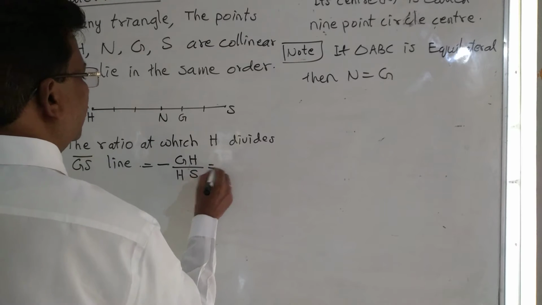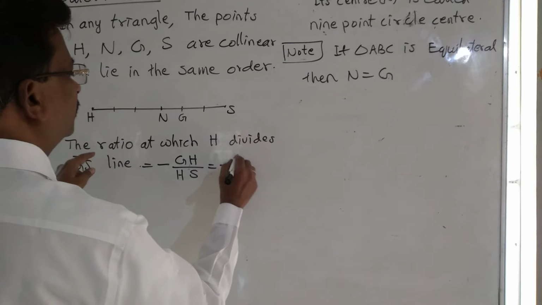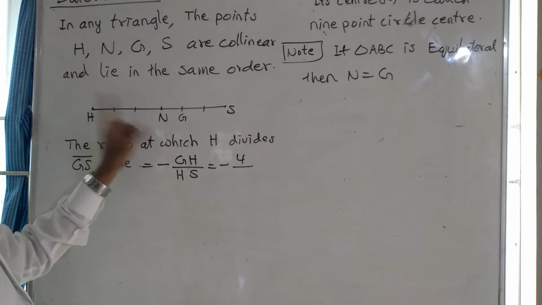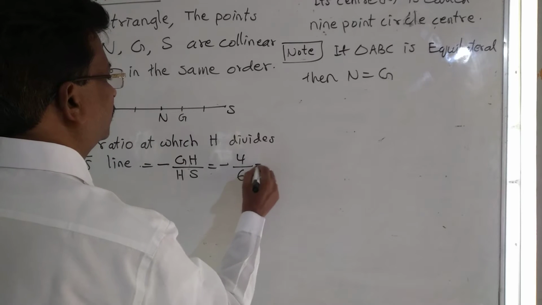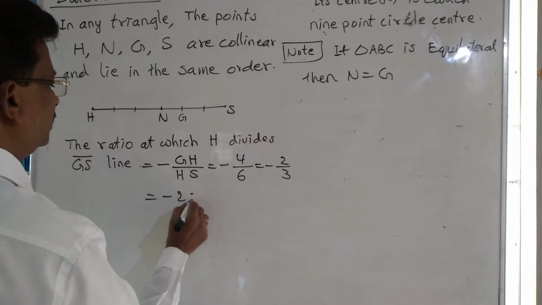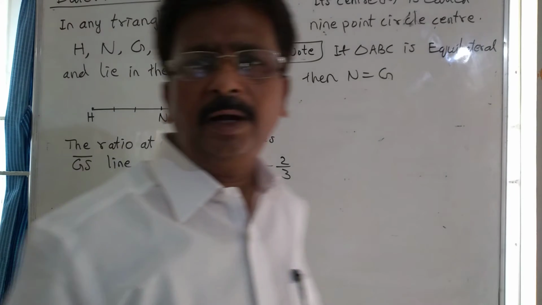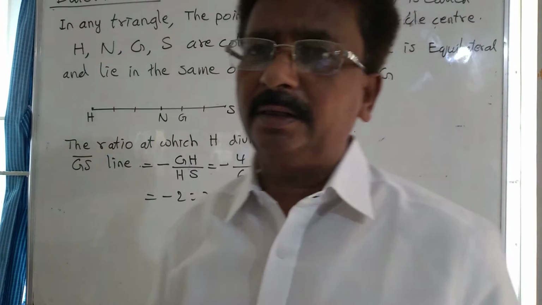Now how many units are there from G to H? 1, 2, 3, 4 units divided by HS. How many units? 1, 2, 3, 4, 5, 6 units. That is minus 2 by 3. Our ratio is minus 2 is to 3. So the point H divides GS externally in the ratio 2 is to 3.